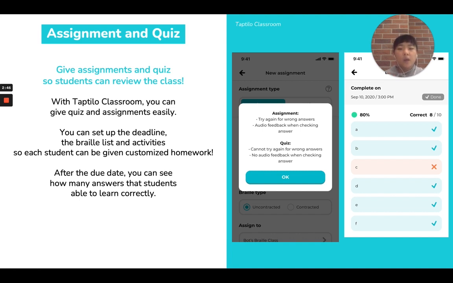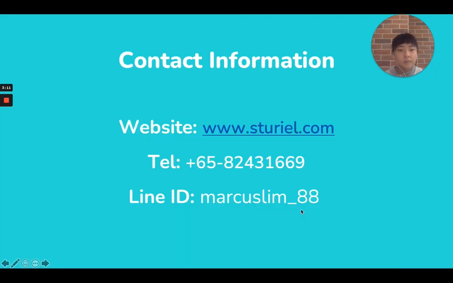So when the teachers give assignments or quizzes, students get the pop-up on their Taptilo 4.0 app. And after the due date, teachers can see how many answers the students were able to learn correctly. So with this result, teachers can manage the learning progress based on students' learning levels. So these are the main features of Taptilo and what kind of advantages it has.